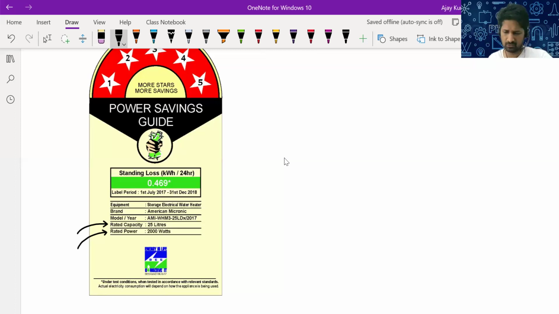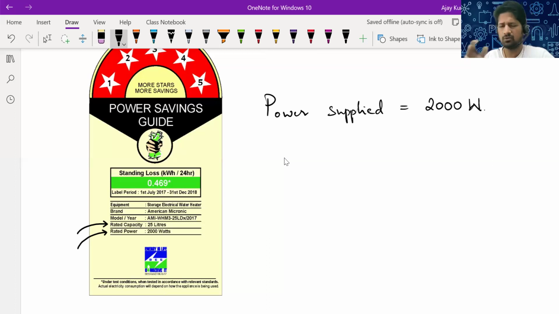So this heater has 2000 watts. Let's assume an ideal case. Power means what? Energy consumed per unit time. So assume this is an ideal heater. All the electrical energy is getting transferred as heat to the water inside. So I can say power consumed is equal to power supplied, let us assume, is 2000 watts. Okay, you know what is watts, you can convert it to different units also.